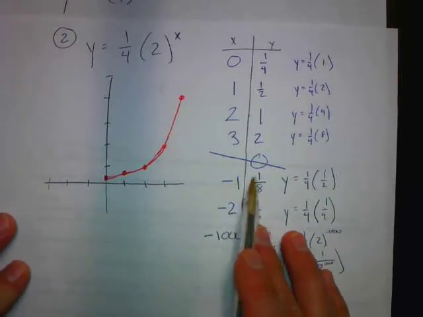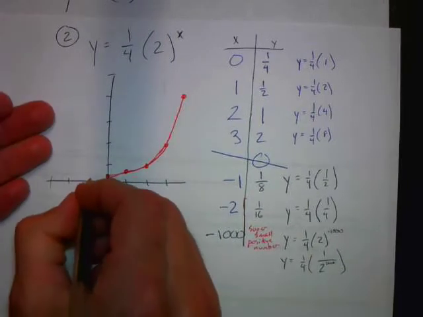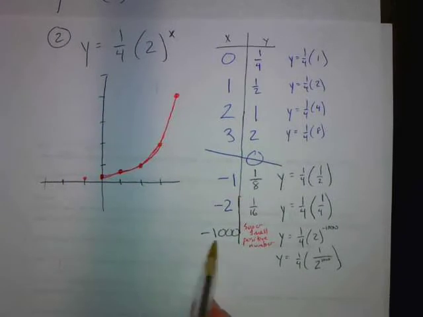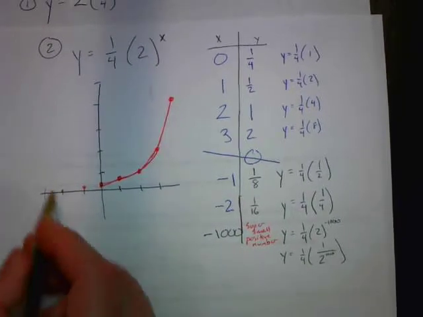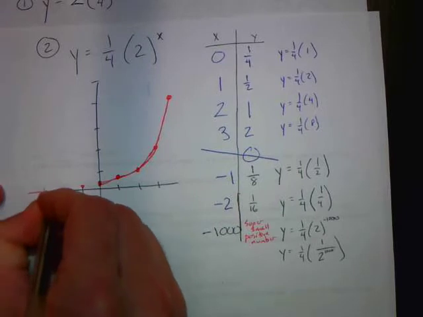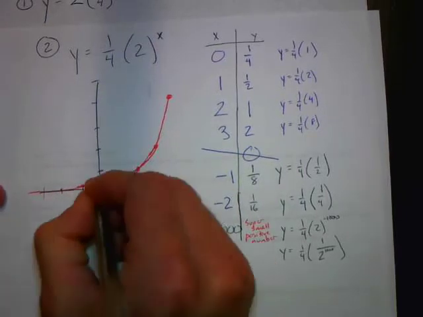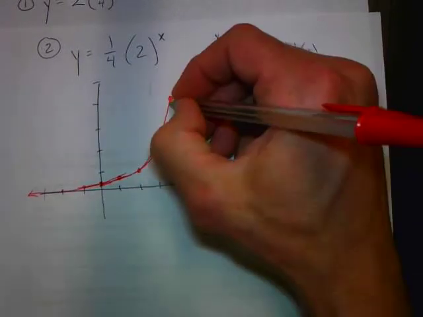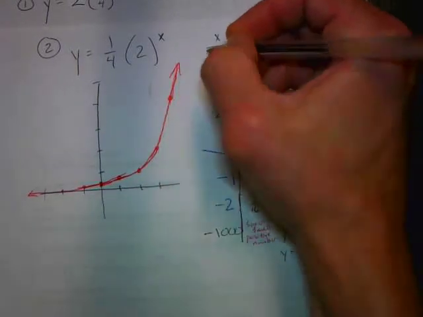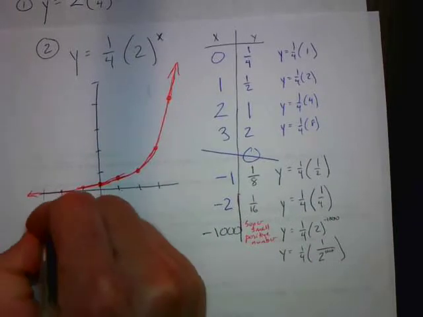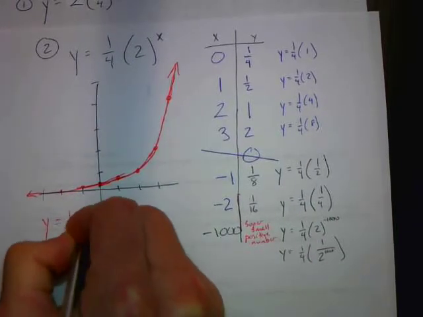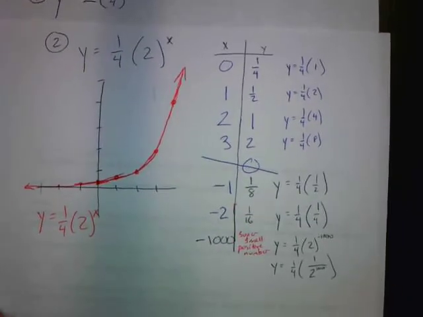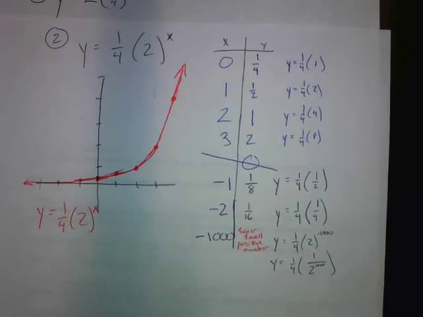All right, so let's go into our negative numbers. We have -1, 1/8, which is down here. -2, 1/16, down here. And even at -1,000, it would still be a very, very small positive number. So it's not going to cross the x-axis. It'll keep going in that direction, and it's going to keep getting bigger, bigger, bigger. And there is our exponential function. Wow, this is crazy, right? I hope so, because it's fun.